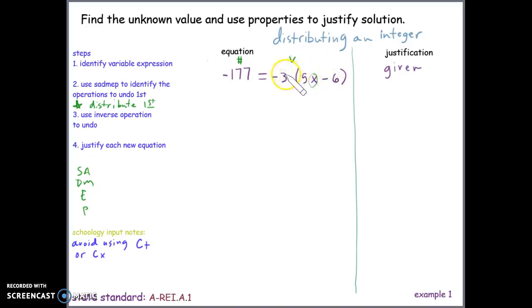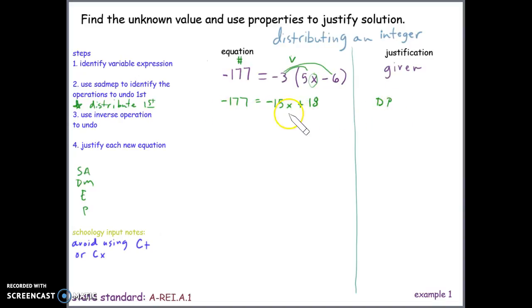We're going to multiply this -3 through the parentheses. So our new equation will become -177. There's nothing to simplify here. Equals, now we have -3 times 5 is -15, times x is -15x. And -3 times -6 is a positive, and 3 times 6 is 18. So we have rewritten this equation after distributing. How can we justify this new equation? We can justify it because we used the distributive property, DP.